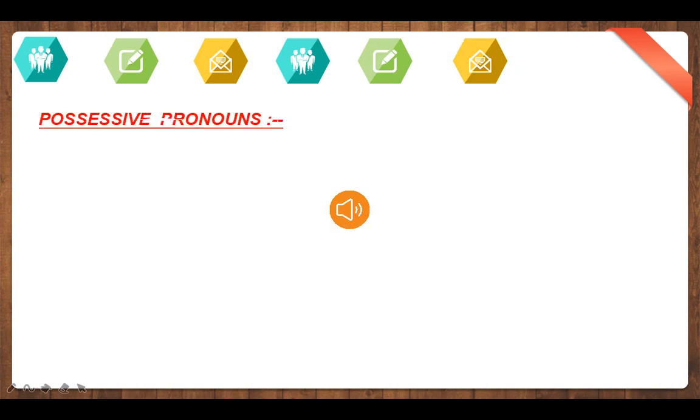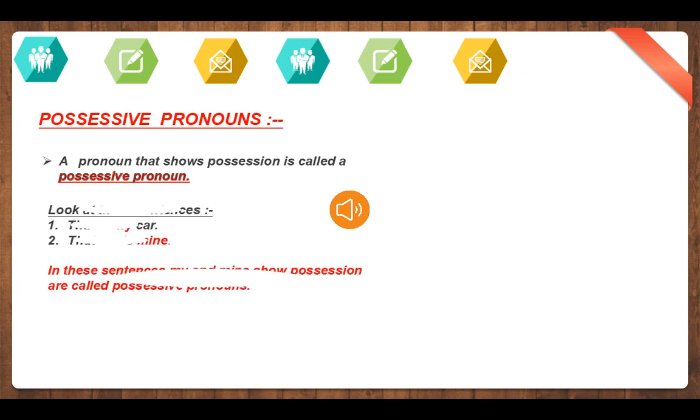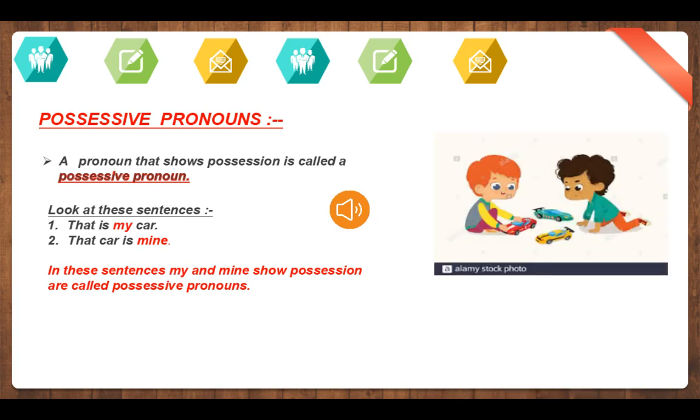Now, possessive pronouns. A pronoun that shows possession is called a possessive pronoun. Now, look at these two sentences. That is my car. That car is mine. In sentence 1, my qualifies the noun car. So, my is an adjective. We know that it is a possessive adjective. Sentence 2 says the same thing in a different way. In this sentence, mine is a pronoun. Since mine shows possession, it is called a possessive pronoun.